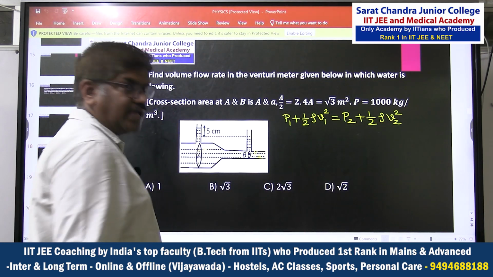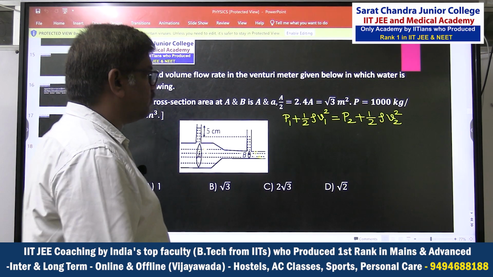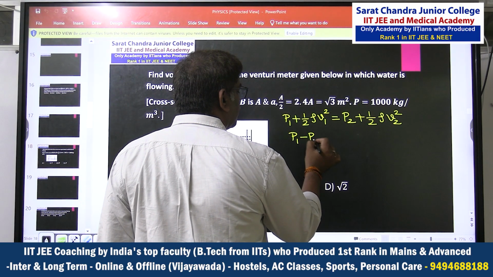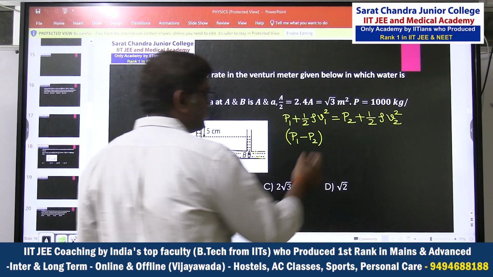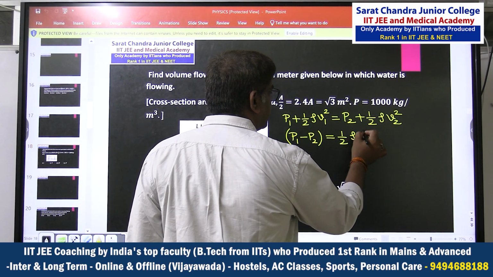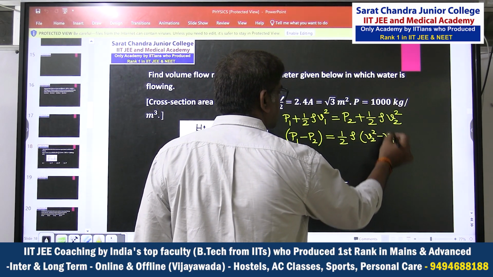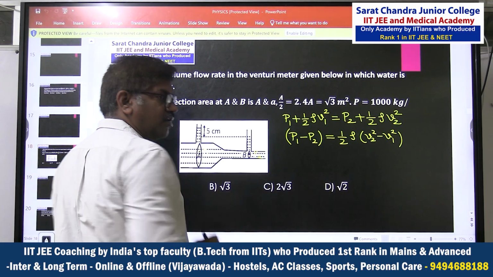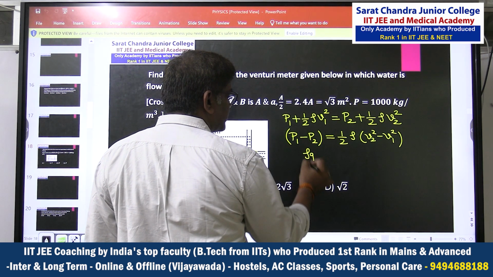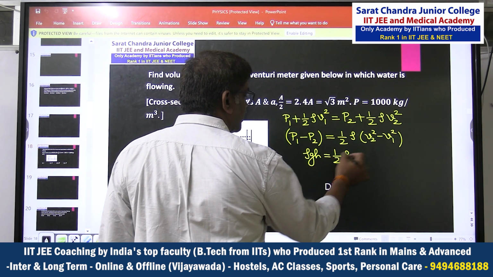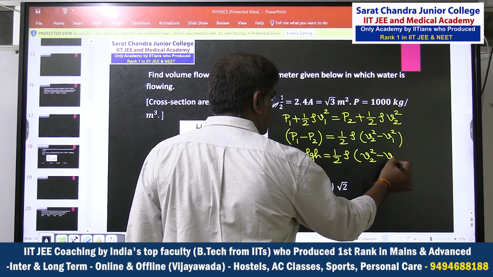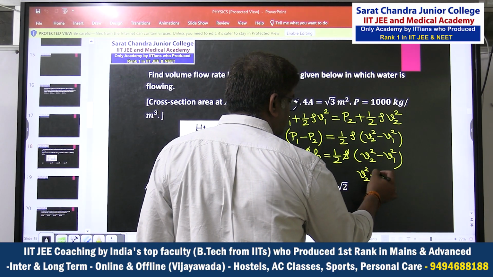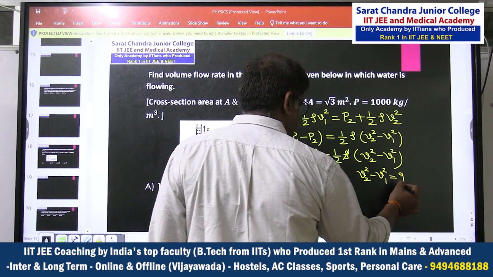Because this lies horizontally, there will be no rho GH term. For this pressure difference P1 minus P2, which is half rho into V2 square minus V1 square, you can measure it by the difference of the vertical columns. So this will be giving you rho GH. Rho GH is equal to half rho into V2 square minus V1 square. The rho and rho cancel, and that's why V2 square minus V1 square will be equal to 2GH.